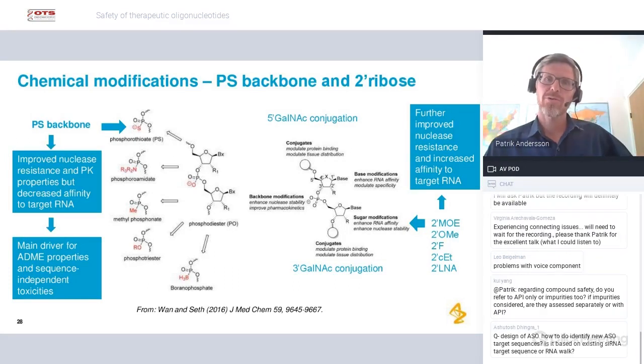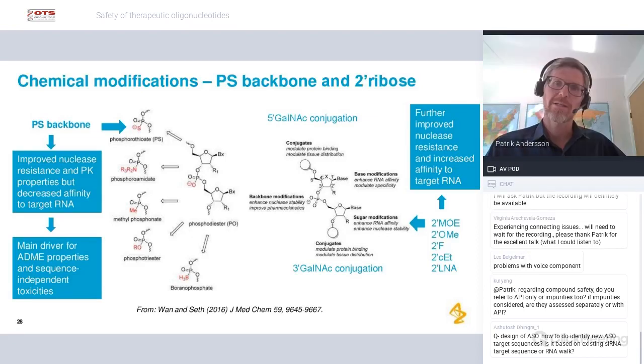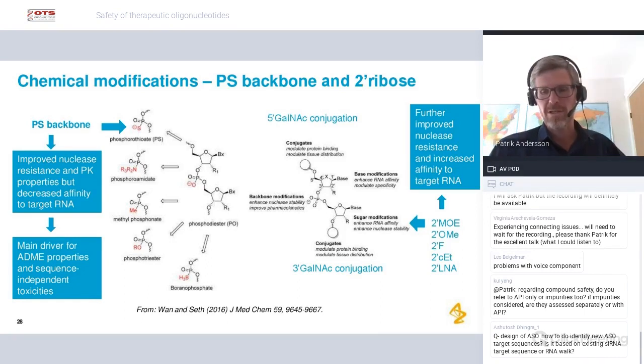Here are also depicted conjugates that can be added to the 5' end or the 3' end. GalNAc is probably something all of you have heard of, and which is also really a big breakthrough in delivery of both siRNA and ASOs, improving the potency for hepatocyte targets many fold. So this is also a very, very important chemical modification.